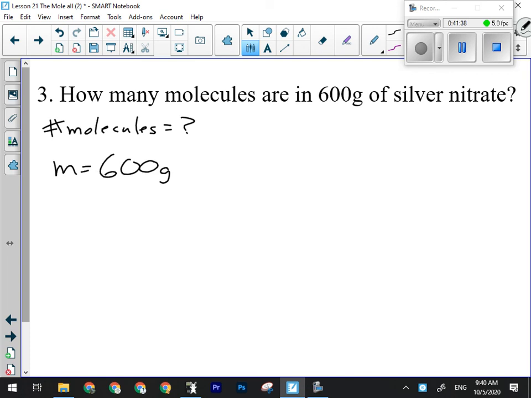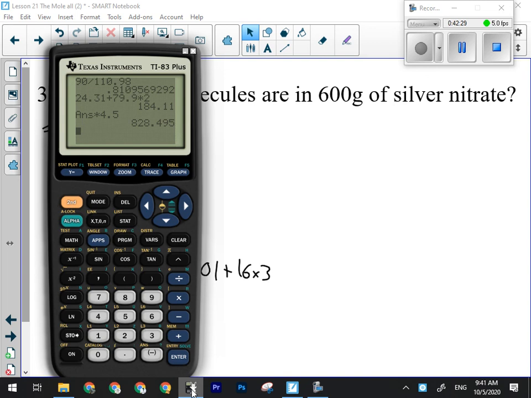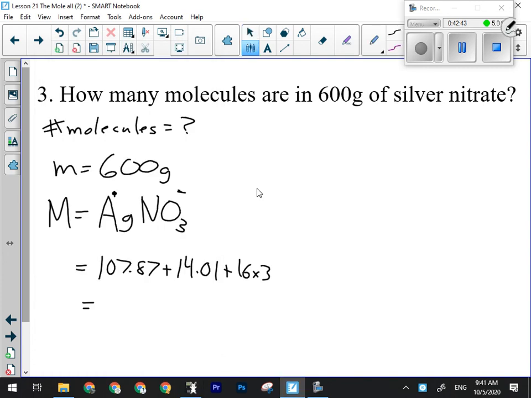The other thing they tell me is this stuff is silver nitrate, which can help me find big M, the molar mass. So big M, this stuff is silver nitrate, AgNO3. That's an ionic compound, so I need to double check that it's dropped and swapped correctly. Nitrate's a -1, silver's a +1, so yes, this is okay the way that it is written. Now I just have to calculate its molar mass. 107.87, there's one silver, plus how many nitrogens? One. And 3 oxygens. So we got 107.87 plus 14.01 plus 48, which is 16 times 3. So 169.88 grams per mole.